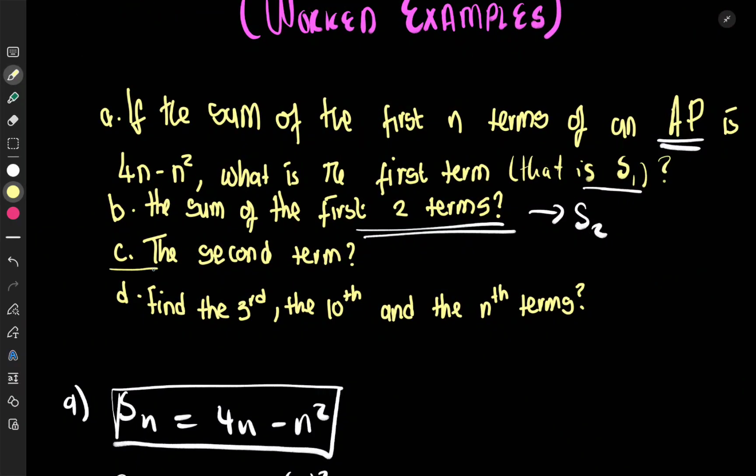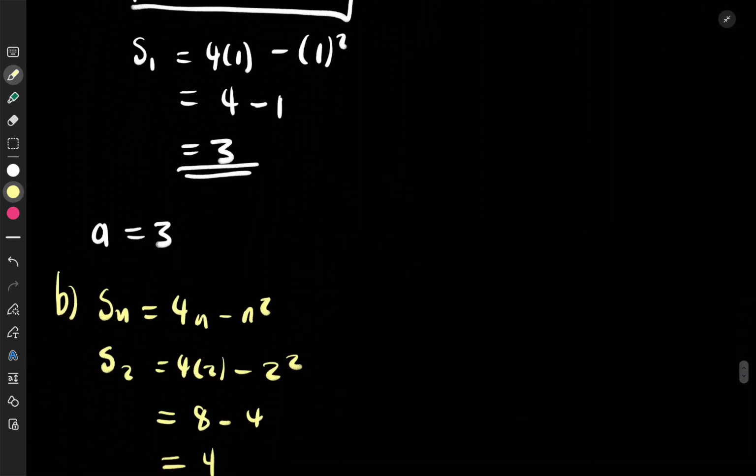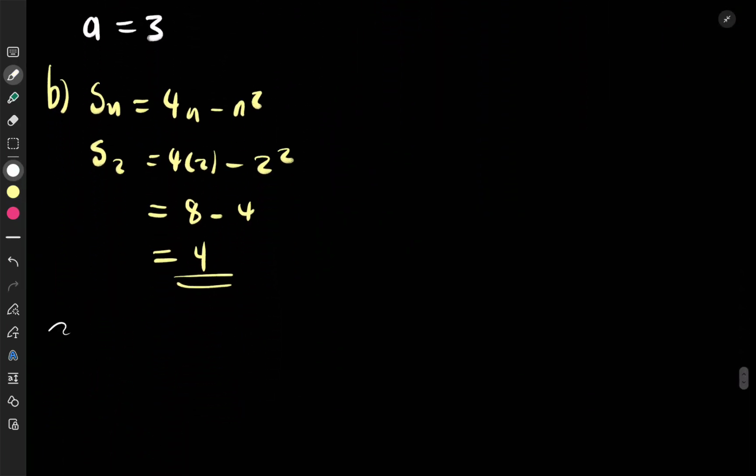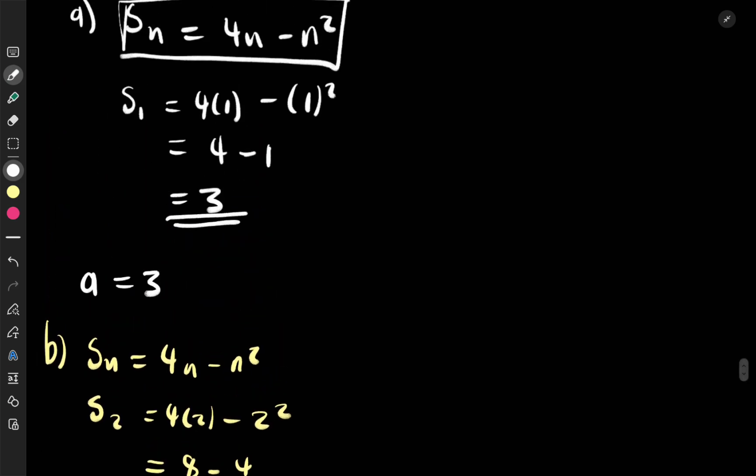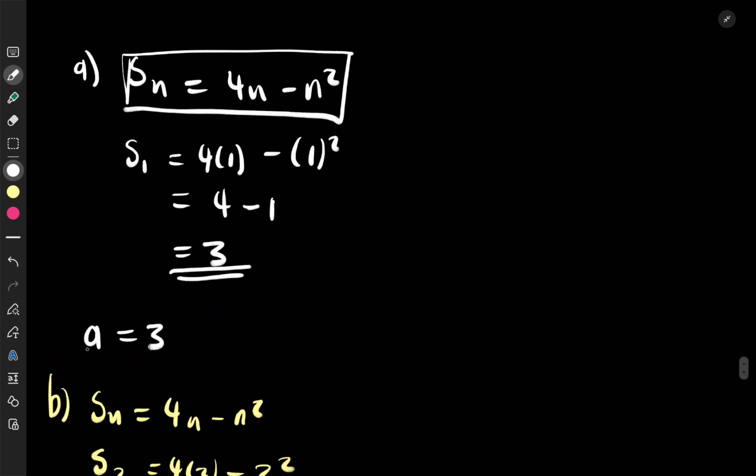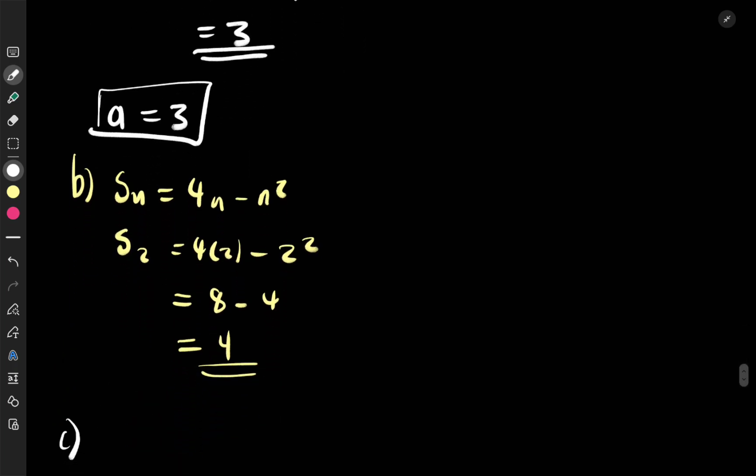Now they ask me, what is the second term? So I go to part C. And remember, it's almost like common sense, okay? Because they said, what is the second term? Here they say the sum of the first term, which is the first term, gives me 3, right? And then the sum of 2 terms gives me 4. So what will be the second term?